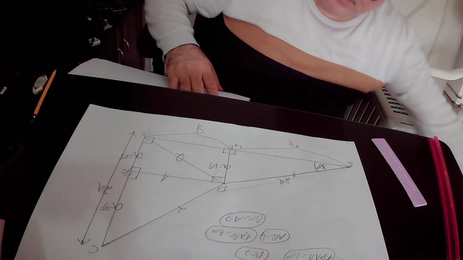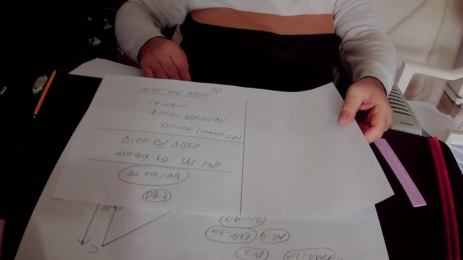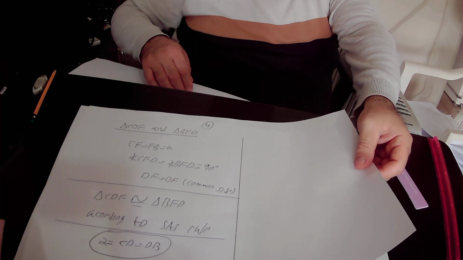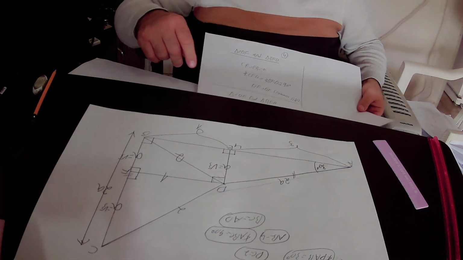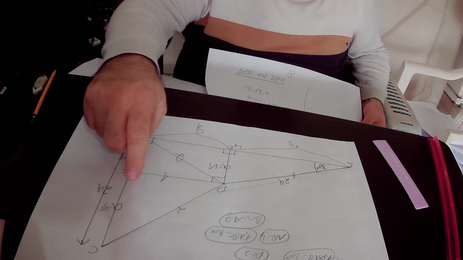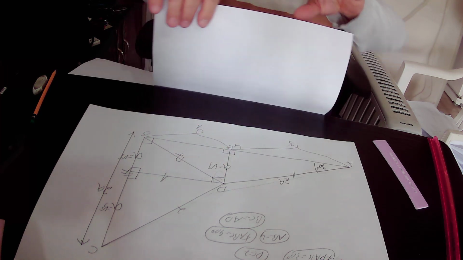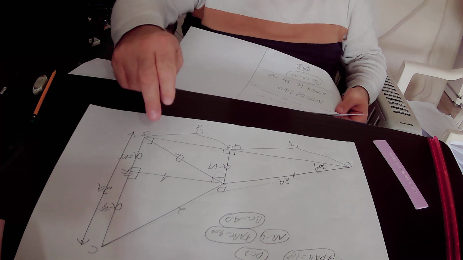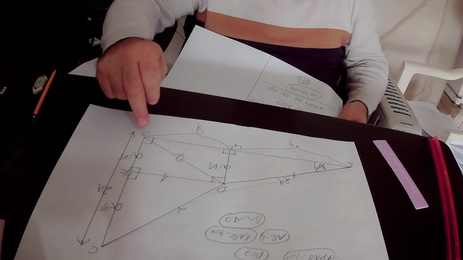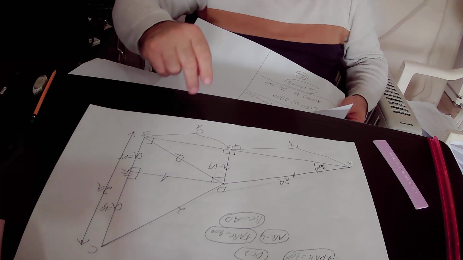So if I know that CF equals A, then we proved that triangle CDF is congruent to triangle BFD. We proved that those two triangles are congruent to each other. Why are they congruent to each other?